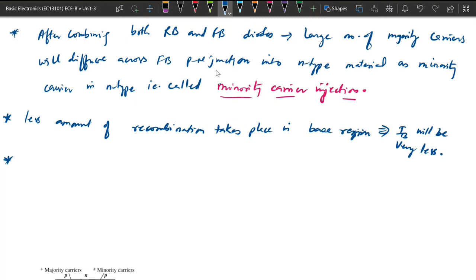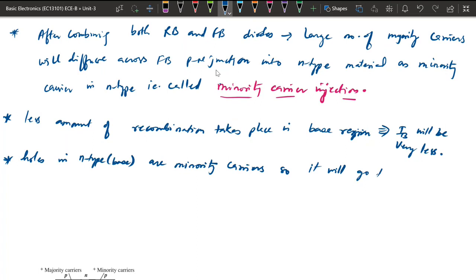Okay, so most of the charge carriers that are minority in the base region will be moving to the collector region. So whatever holes are in the n-type region, or we can call it the base region, those holes in the n-type region are minority carriers, and they will go to the collector side.